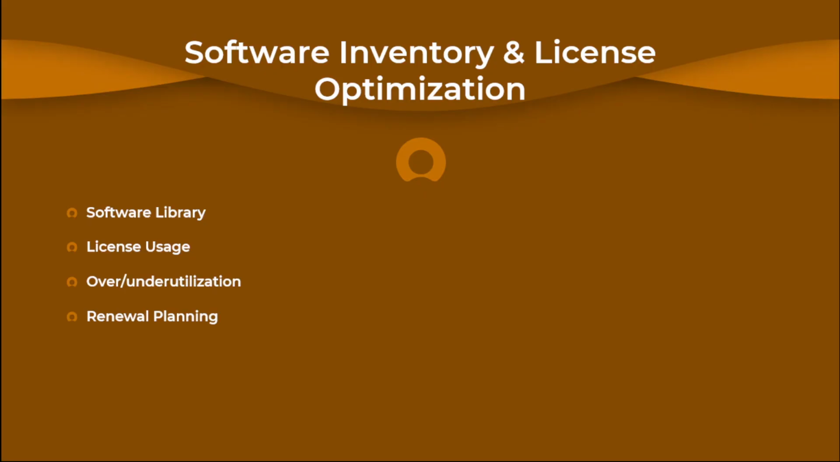Plan smarter with renewal planning tools, which provide insights ahead of contract expiration. Optimization is where SAM brings real value, reducing waste and improving procurement decisions.